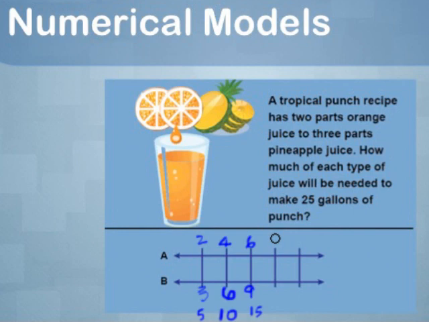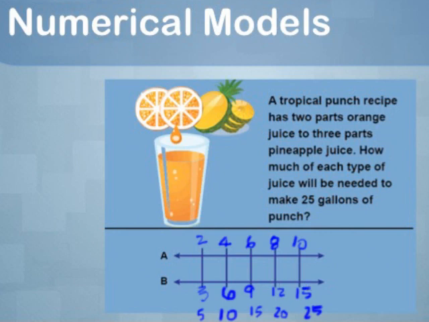The next value here is 8, and here it's 12, for a total of 20. We're almost there. The next value here is 10, and here it's 15. The total is now 25, which is our goal. So to make 25 gallons of punch, you need 10 gallons of orange juice and 15 gallons of pineapple juice.